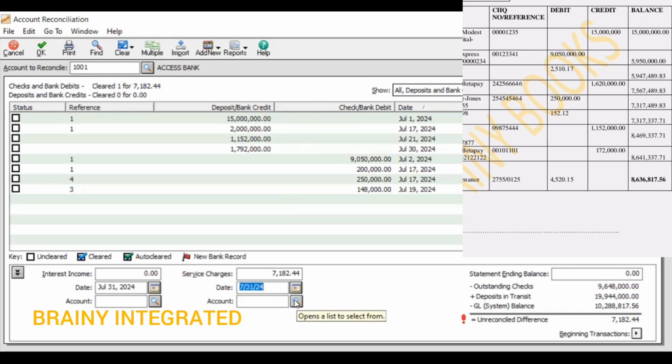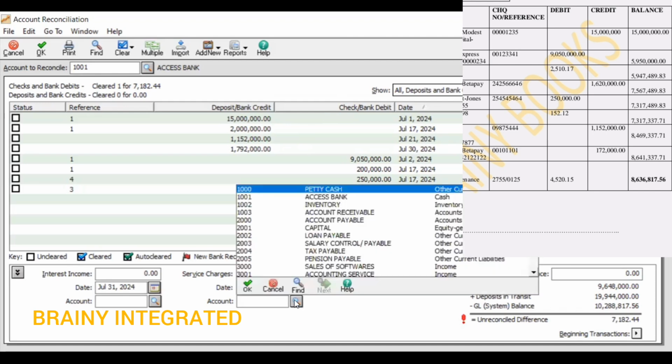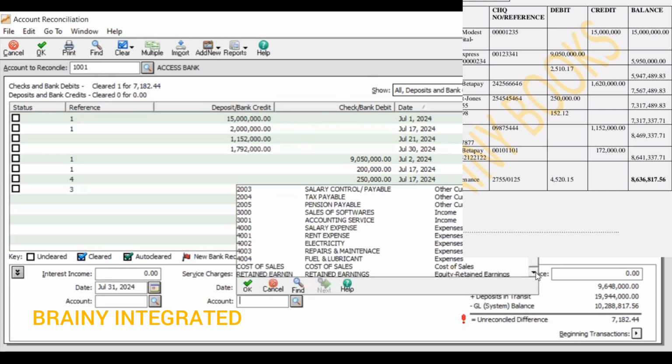After we have done that, the next thing is to select which account we should record the bank charges in. Of course, that should be a bank charges account. Let me check. And it is an expense account. I hope we have it. And if we don't have it, then we would need to create it. Is there a bank charges here? There is no bank charges.